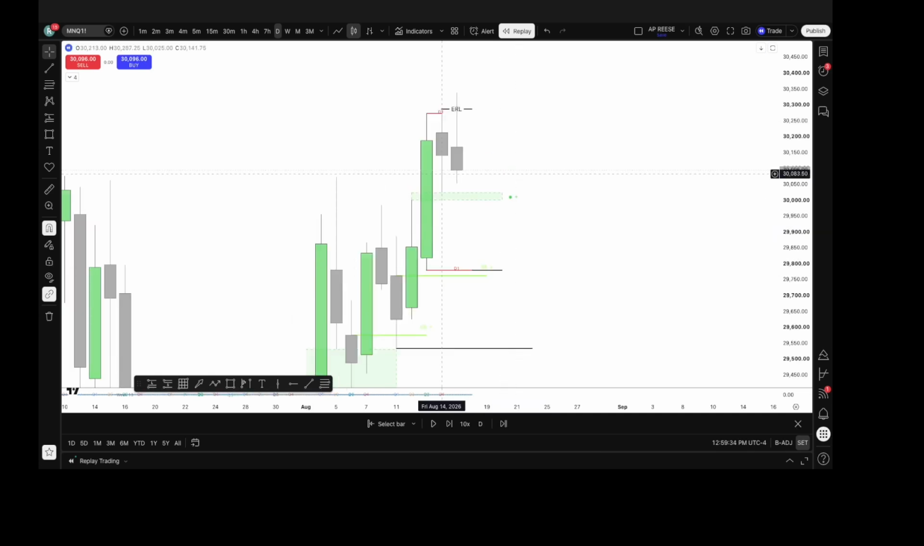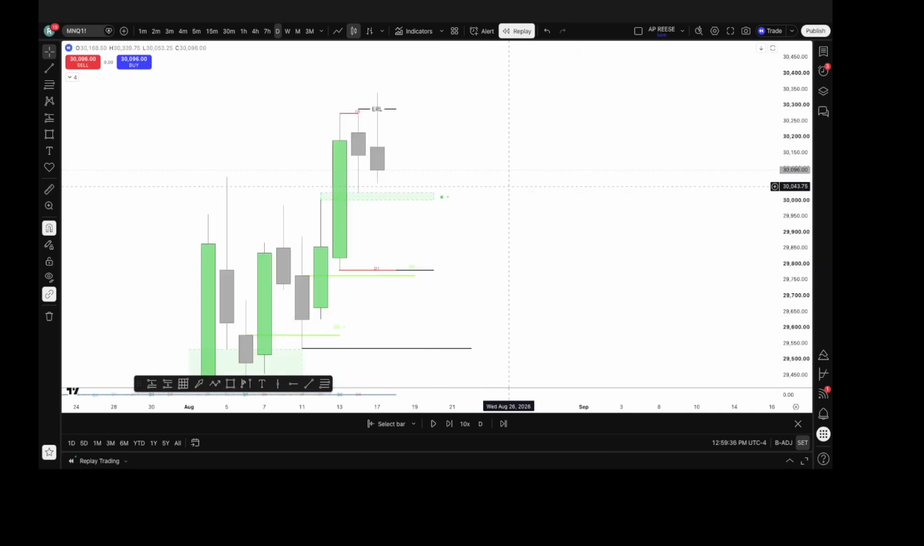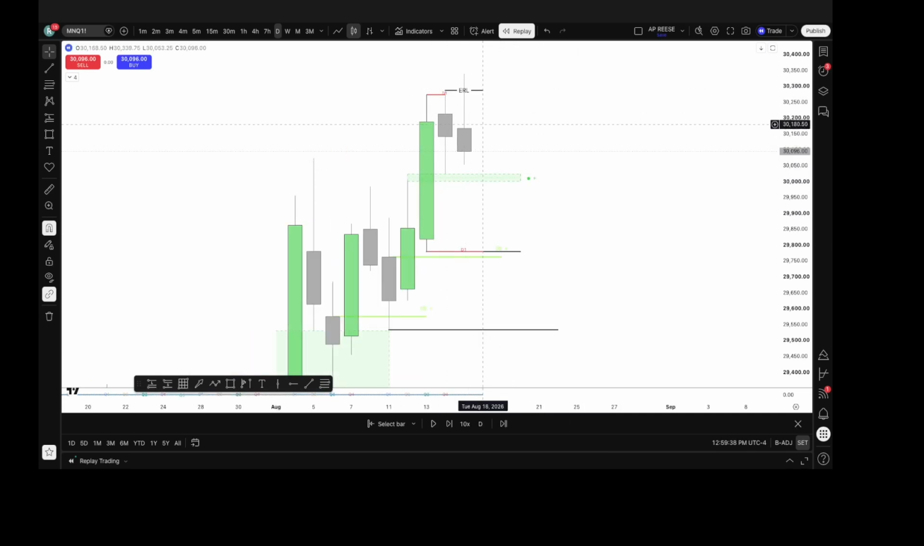So going into this day, the first thing I want to do after identifying where our internal range liquidity is and where price is going to want to go, is draw out my previous day's range. I'm going to draw out the range from the low to high, and I want to see how price reacts inside these key levels, as far as the 0%, 25%, and so on and so forth.